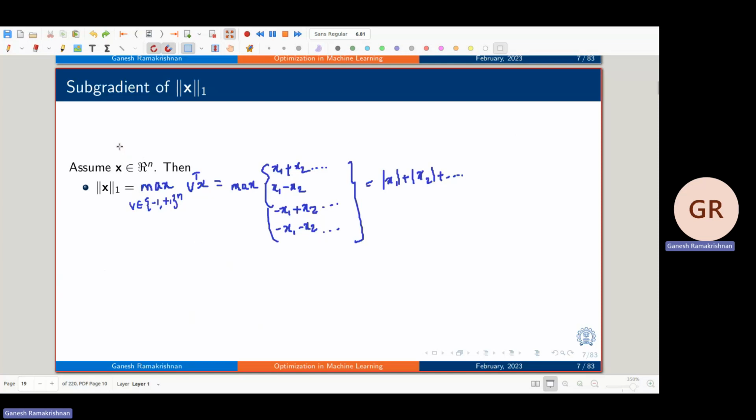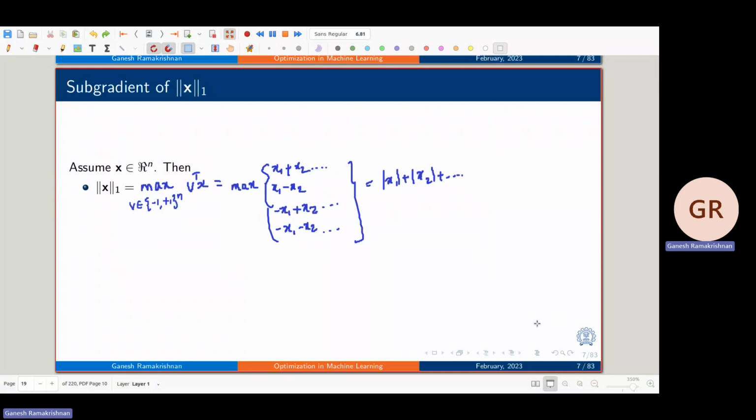Max over v in [-1, +1] of v transpose x, which is basically the max of x1 plus x2 plus x3 plus x4, comma, x1 minus x2 plus x3 plus x4, comma, minus x1 plus x2 plus x3 plus x4, comma, minus x1 minus x2 minus x3 plus x4, and so on, right? One of them is going to give you the sum of absolute values. Is that clear? Now, what next?